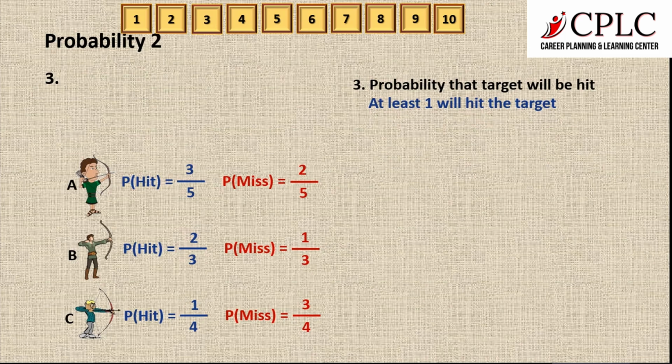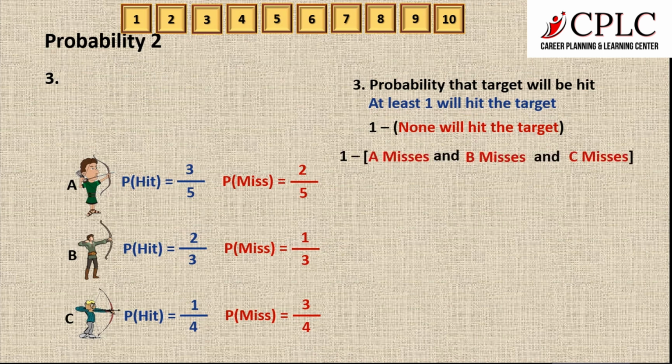And to avoid that, you can always go for the complementary events approach, which is 1 minus nobody hits the target. So 1 minus nobody hits the target is what you should do. And that is easy, because nobody hits the target, meaning all three of them are missing the target.